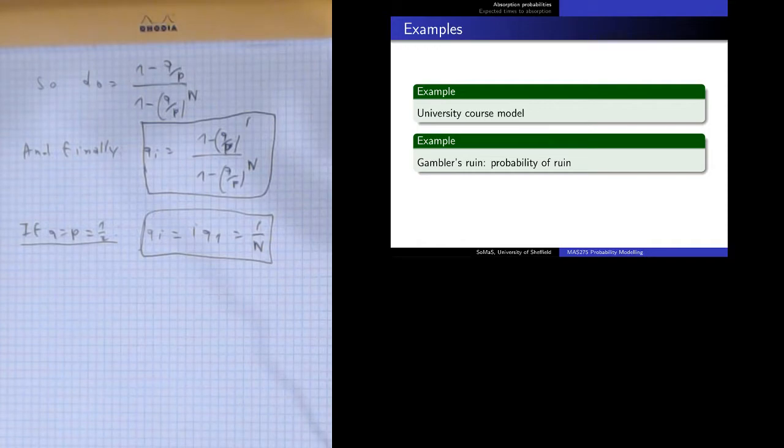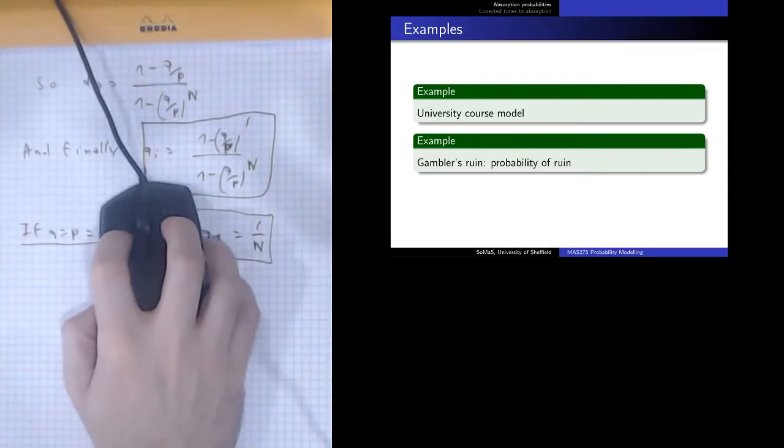Okay, so these are 2 examples, and this is how you do the thing. To find out where you get absorbed, you just write your linear equations, and your linear equations here, it's Q_i expressed in terms of Q_{i+1} and Q_{i-1}, and then you solve things as you know that you can solve them. Okay, let's go back to the slides.